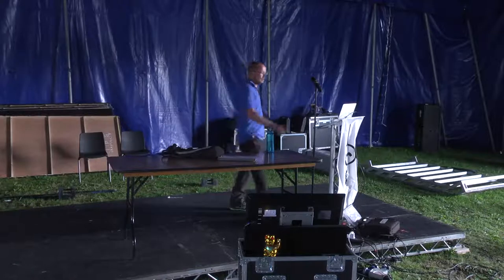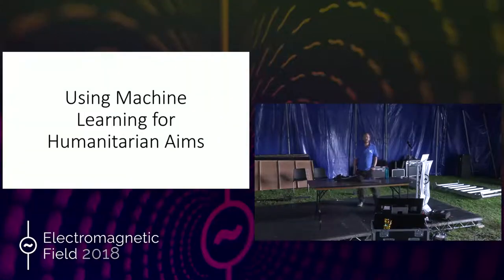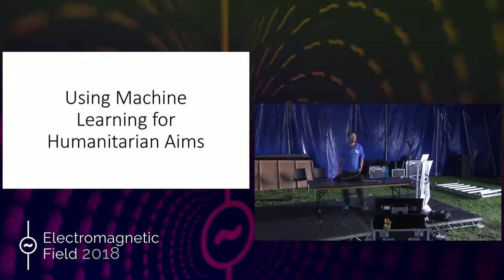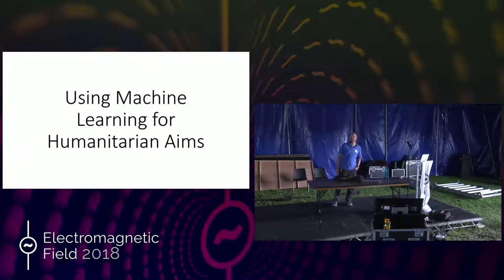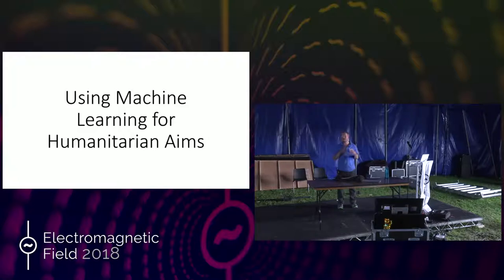But today, I am here nominally to speak to you about using machine learning for humanitarian aims. Now, this isn't really going to be a very technical talk in the sense that it assumes no knowledge whatsoever of machine learning. What I really want to do is explain a bit about how I got involved in this, paint the picture with regards to what the problem was that we were trying to solve, and talk a little bit about some of the techniques that we then used to create this platform, and show how a particular type of algorithm can be extremely beneficial to a certain problem set.